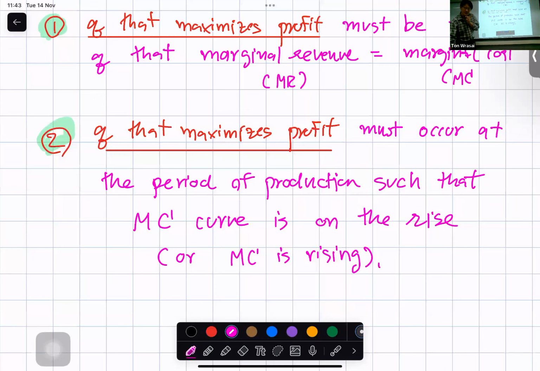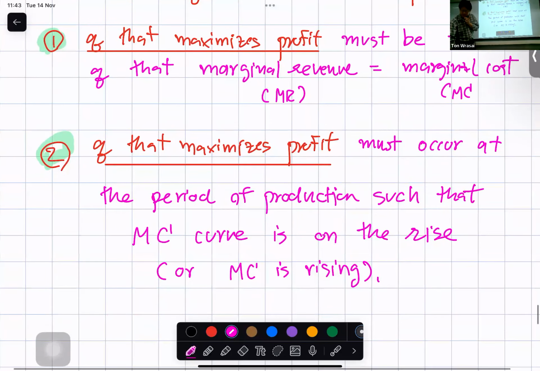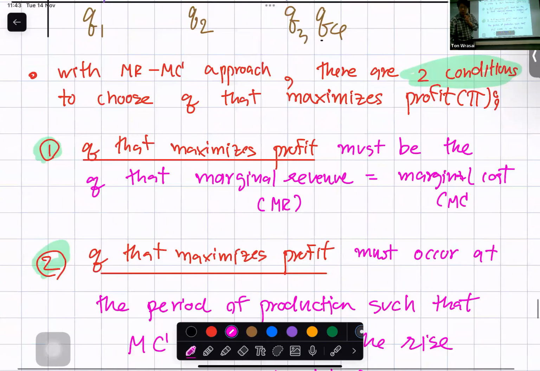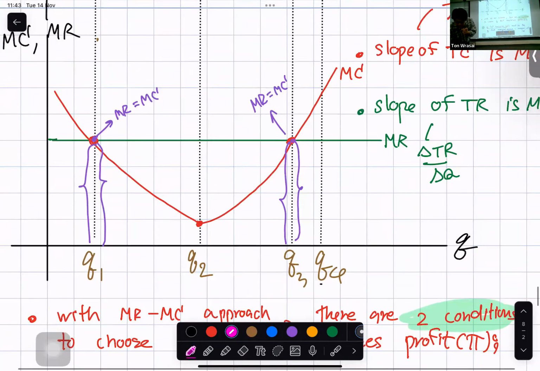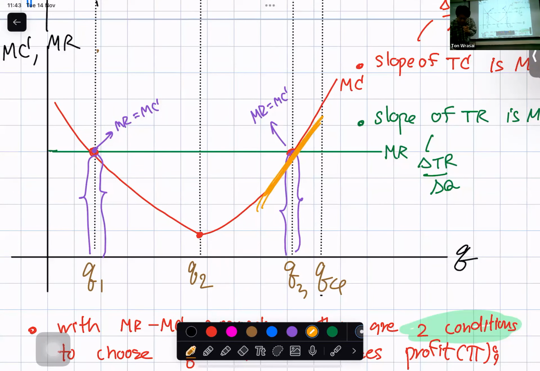Let's use this second one to check the picture. Only one place has MC on the rise. Here, MC is not on the rise, MC is falling. So with the second requirement, we kill this candidate away. Only one is left, where the MC curve is rising, where MC has a positive slope. Then it's Q3.